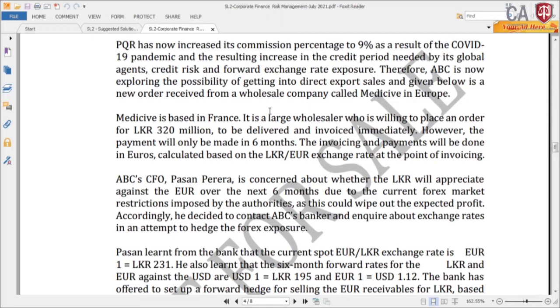And they have said the rupee value of 320 million will be invoiced today with the Euro Lankan rupee exchange rate. So based on the Euro and Lankan rupee exchange rate you have today, you have to invoice them. So your invoice value will be 320 million divided by the exchange rate.